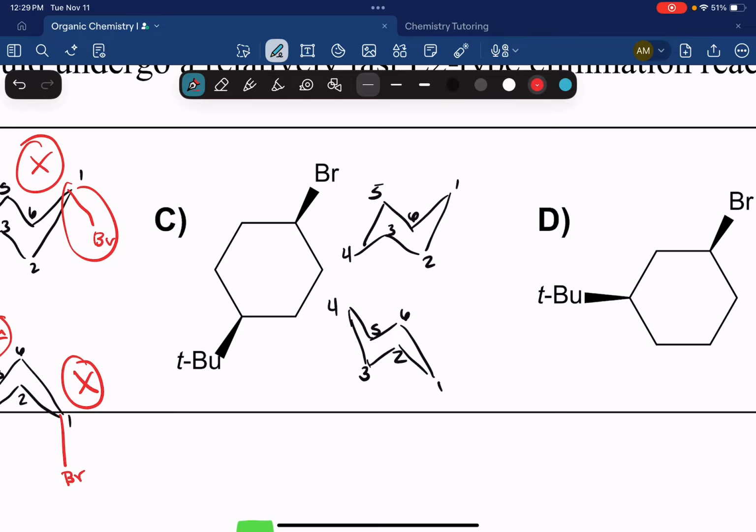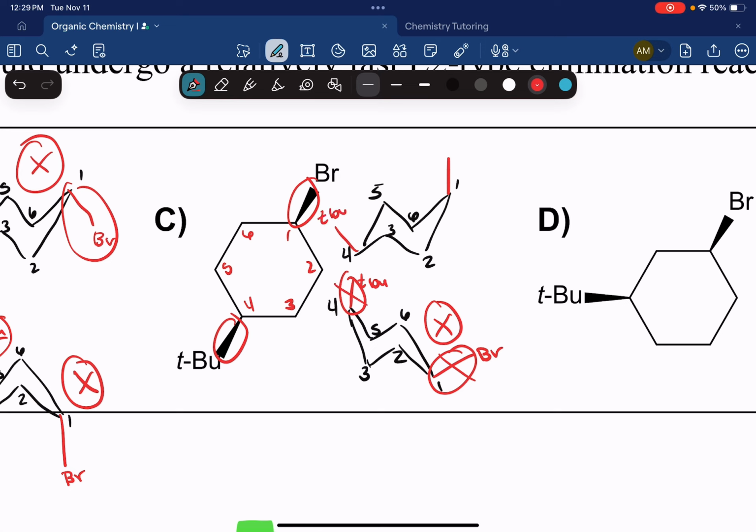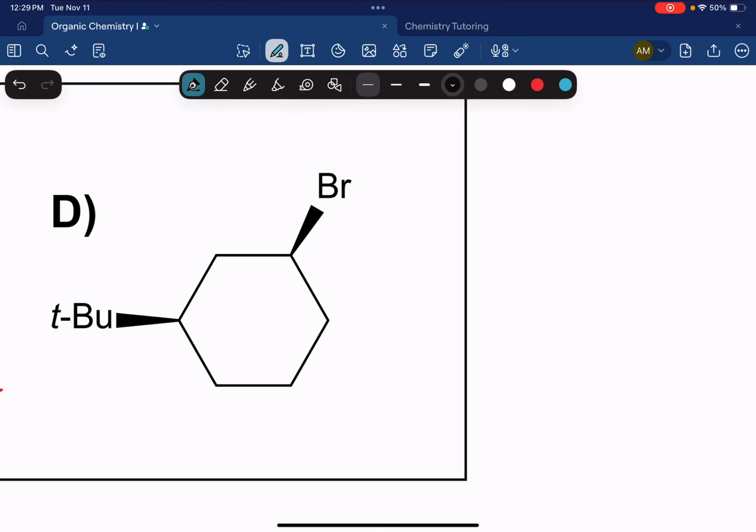Okay, let's try this one. We said up, up. So 1, 2, 3, 4, 6. 1 is up, 4, up. Okay, so this one, not stable. This is our tert-butyl group. It's axial. We don't like that. And our bromine is equatorial. We also don't like that. However, our tert-butyl group on this one is equatorial. And our bromine is axial. So we like this. That's a good chair structure right there. Let's check this last one.